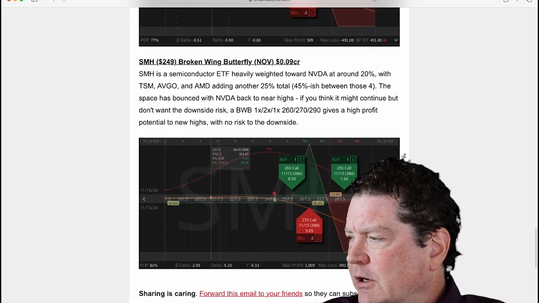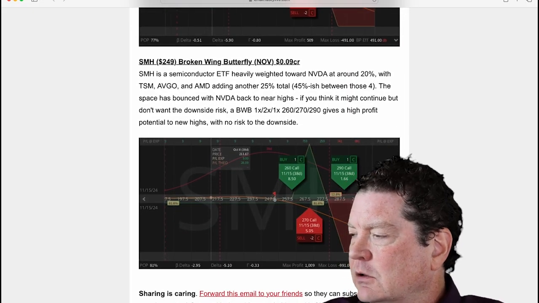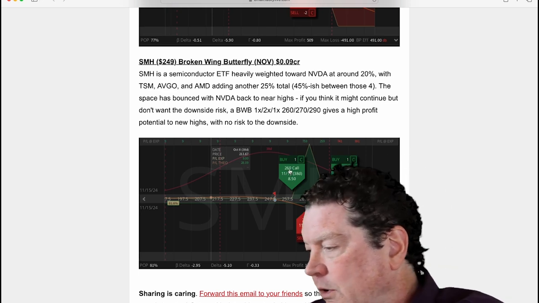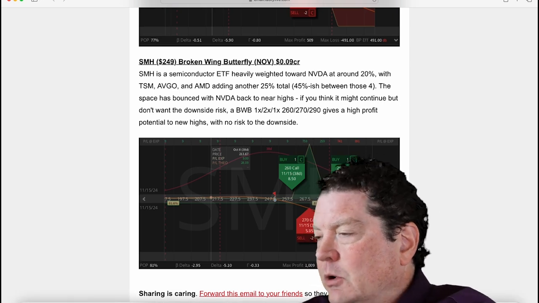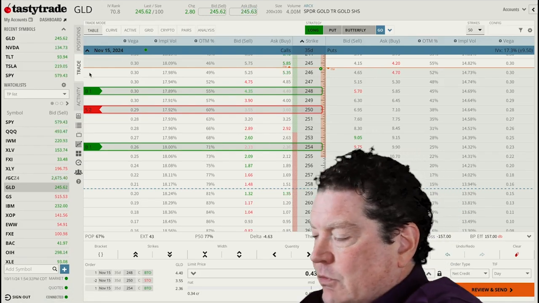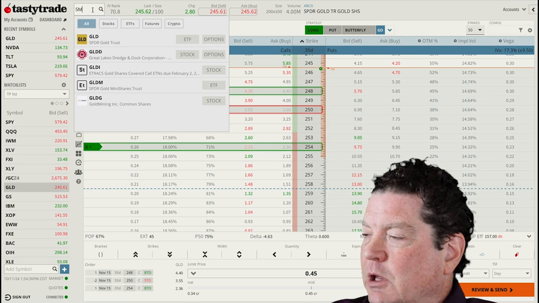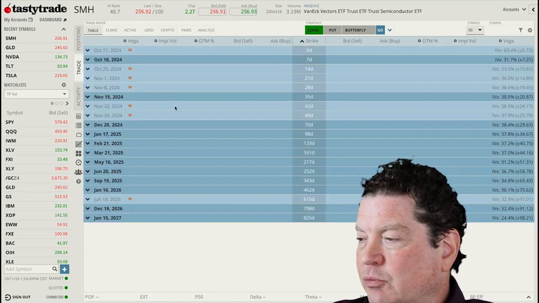It's heavily weighted toward NVIDIA. So they do another one with 260, 270, 290. Again, take a look at this. 260 to 270 is 10 points, 270 to 290 is 20 points. That is what makes it a broken wing. And by the way, the reason you're checking out these short call verticals is GLD, 70% IV rank makes it really attractive for short premium. SMH, 48% IV rank, and you know, 38, 39% volatility, pretty steep.